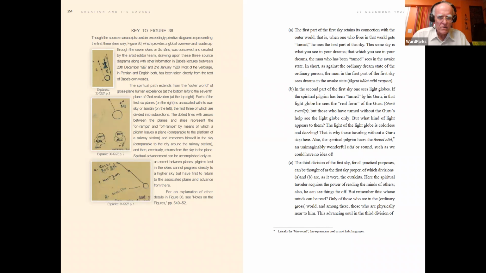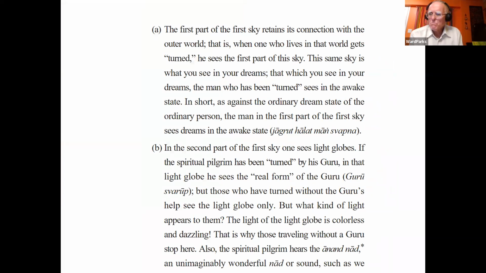Okay, we've read the key. So here's the description of them. A, the first part of the first sky retains its connection with the outer world. That is, when one who lives in that world gets turned, he sees the first part of this sky. This same sky is what you see in your dreams. That which you see in your dreams, the man who has been turned sees in the awake state. In short, as against the ordinary dream state of the ordinary person, the man in the first part of the first sky sees dreams in the awake state.